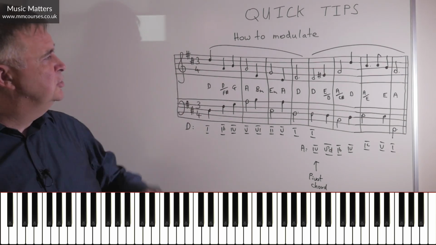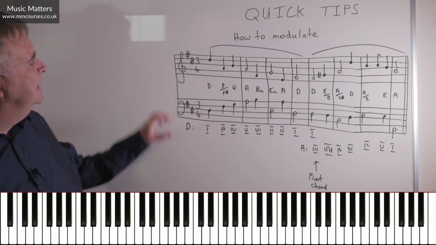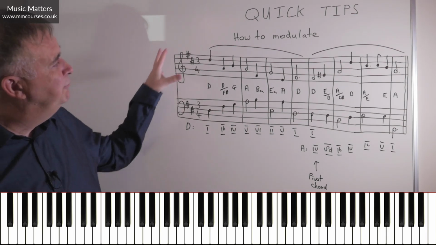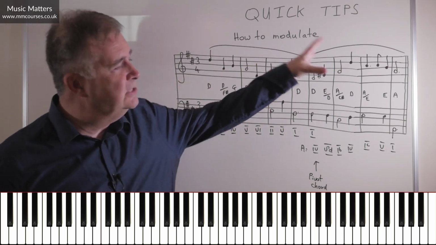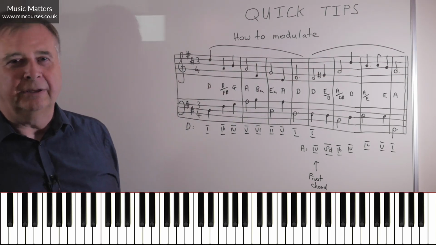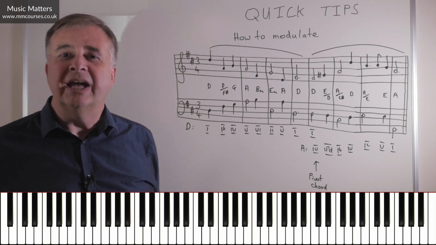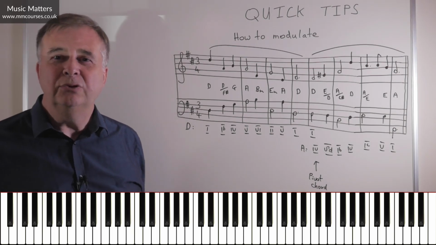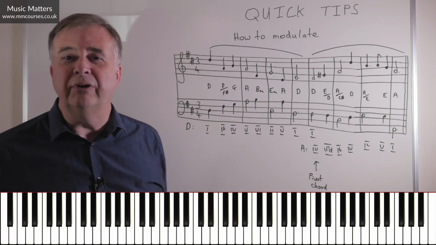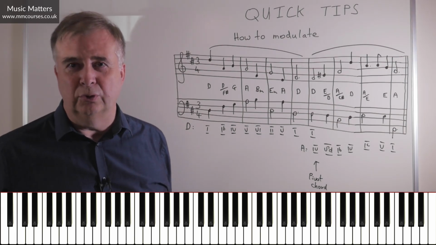I've written a short piece on the board there. It's 8 bars long, 2 phrases. We're in the key of D major, and the first phrase is in D major, and the second phrase modulates to A major. So how do I do that? Well, if you want to have a really smooth modulation that effectively uses that musical clutch very nicely, you have to use something called a pivot chord.